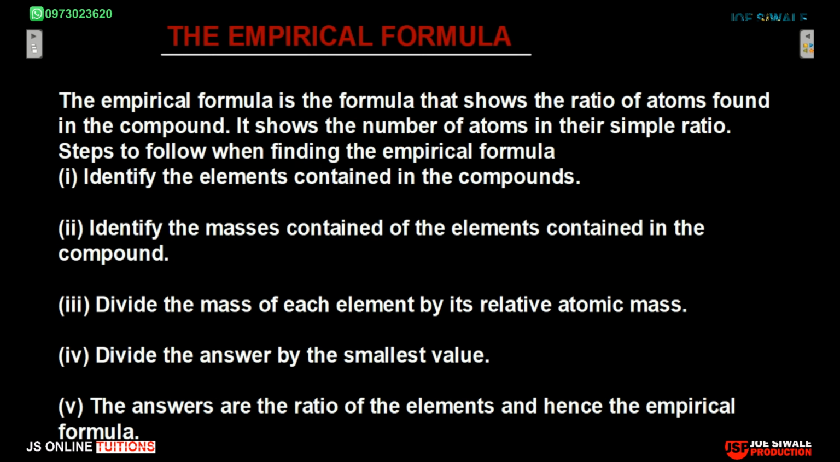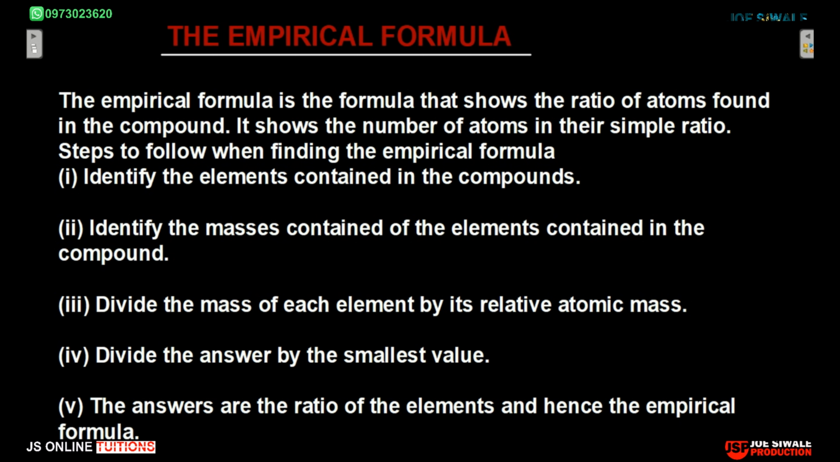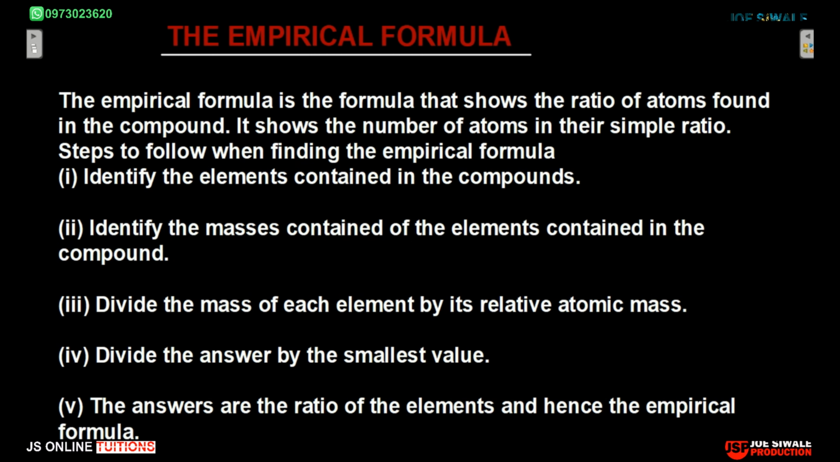Then the second thing, identify the masses of elements contained in the compound. So sulfur has been given 50% and oxygen has been given 50. So for sulfur we're going to write 50 and for oxygen we're going to write 50. Then our third step reads, divide the mass of each element by its relative atomic mass. So we are going to identify the relative atomic mass of sulfur and oxygen. We know that the relative atomic mass of sulfur is 32 and that of oxygen is 16. So we'll say 50 divided by 32 and 50 divided by 16. Then we are going to find our answers.